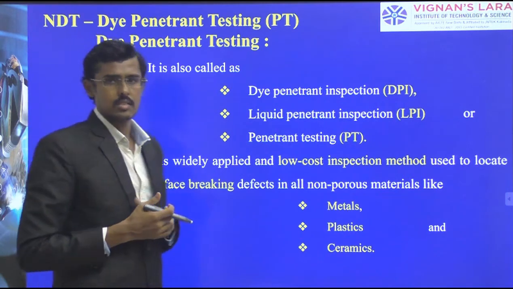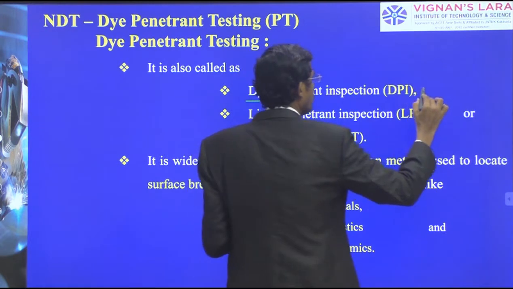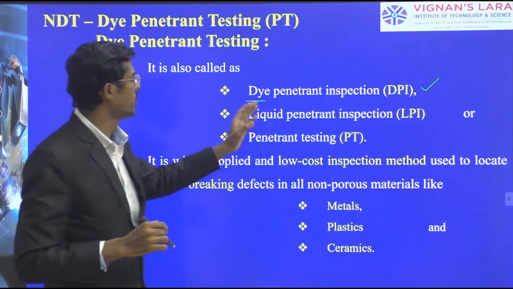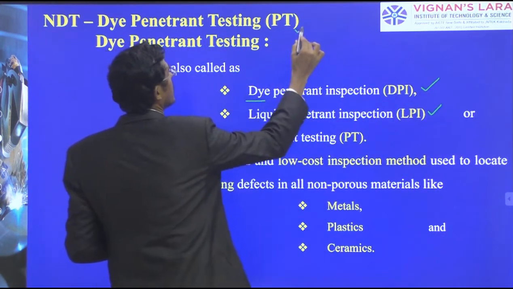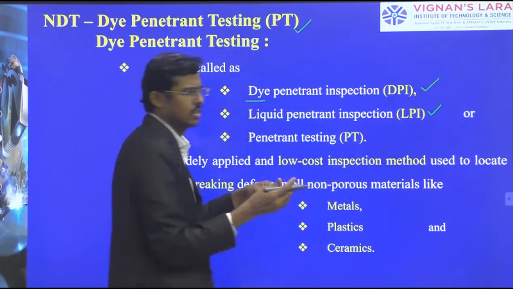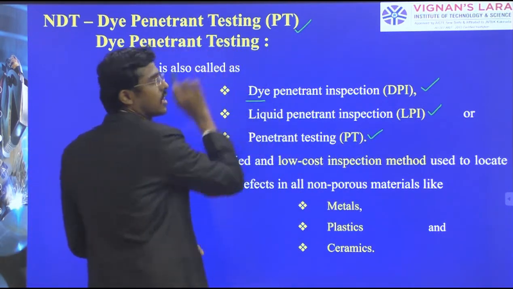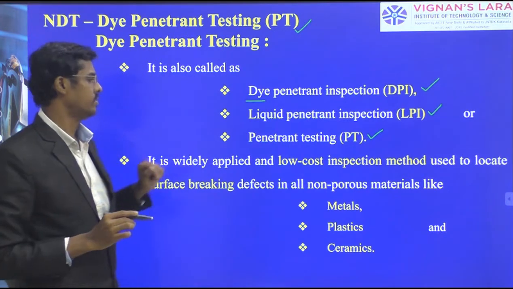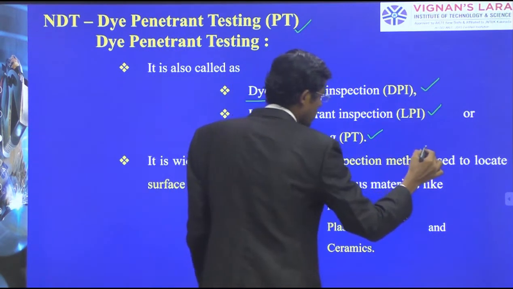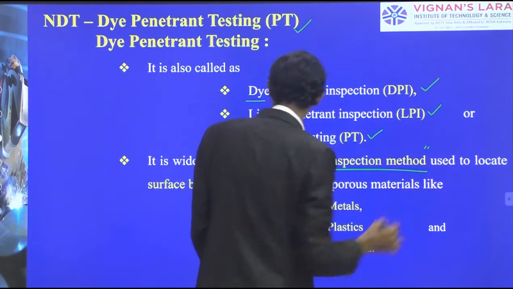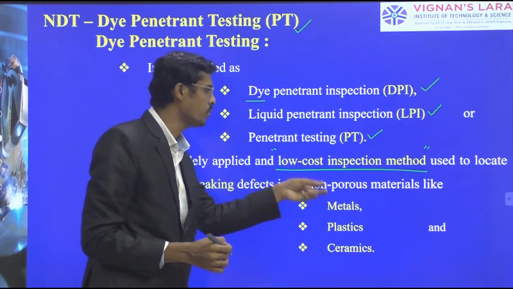It is also called the dye penetrant test, DPI, or liquid penetrant inspection, LPI. I have told you PT, penetrant test. Test and inspection are very similar. That is what we have given as the heading. It is a widely applied and low-cost inspection method used to locate surface-breaking defects in all non-porous materials.